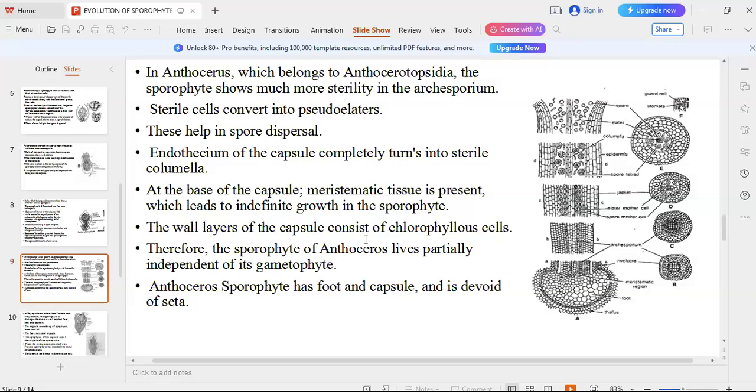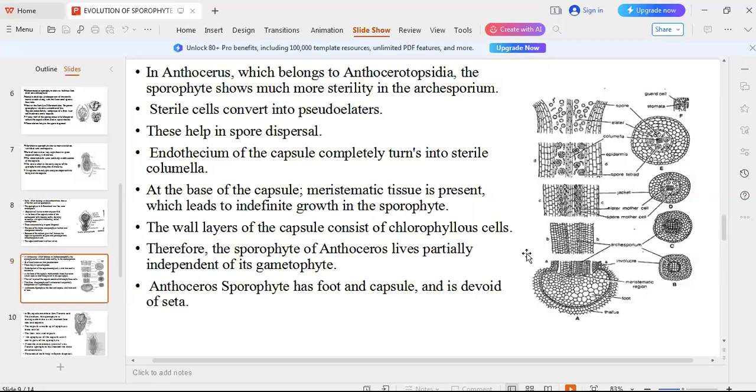Foot and capsule. Seta is absent in Anthoceros. Meristematic tissue is present. Okay? Yes, ma'am. Do you remember now? Okay. That is the special thing.